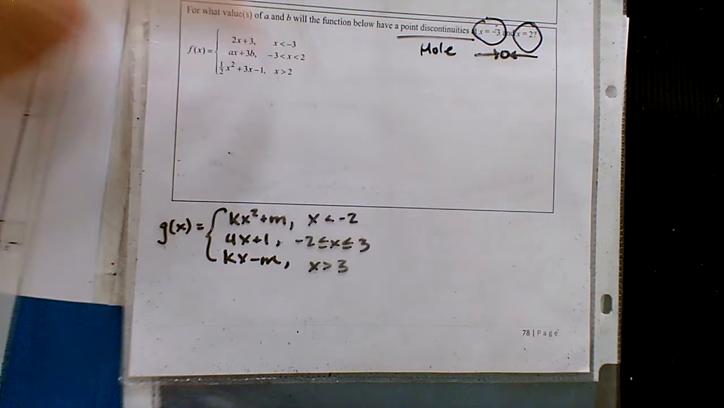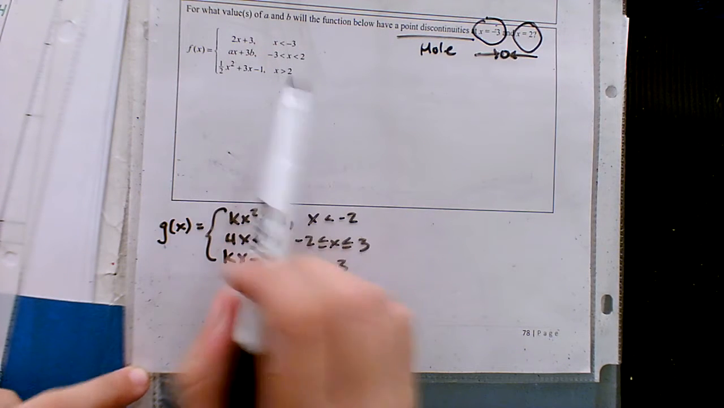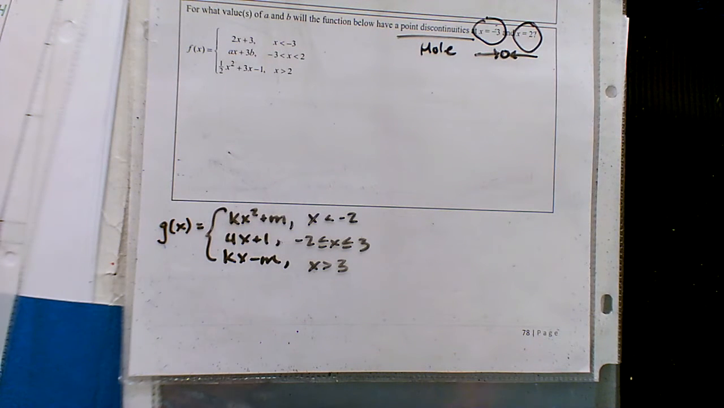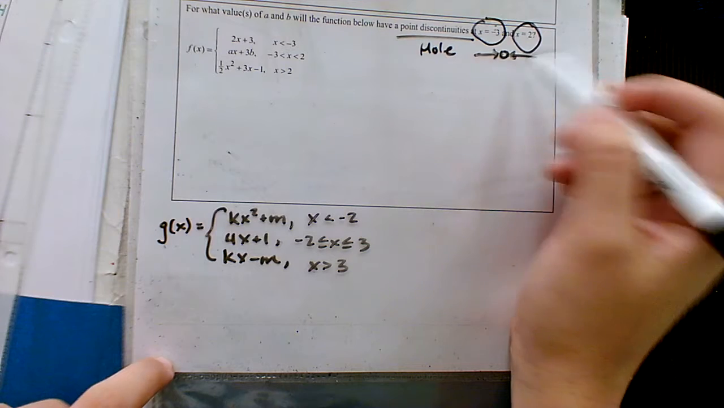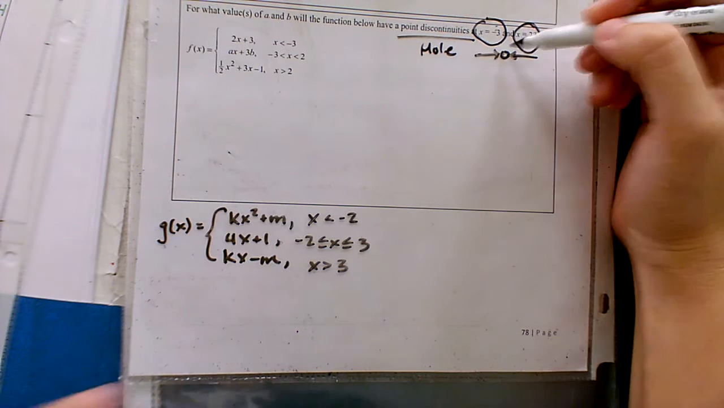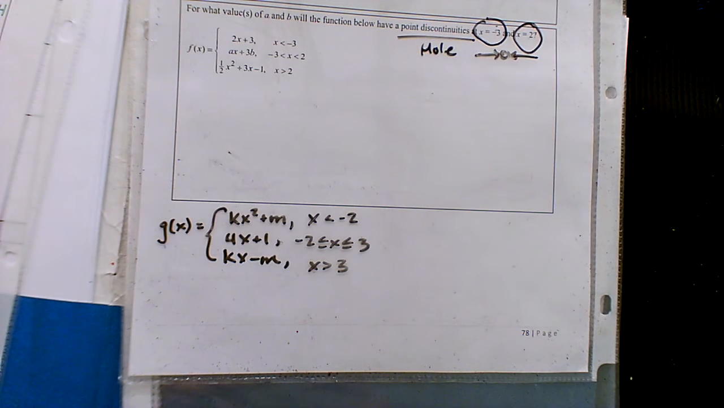The same thing's kind of going on at 2. Notice how there's no bar there to actually have a closed circle. So again, we want to make sure the left and the right meet at that open circle. So we already know there's an open circle there. What we need to make sure happens is that the left and the right side meet up.